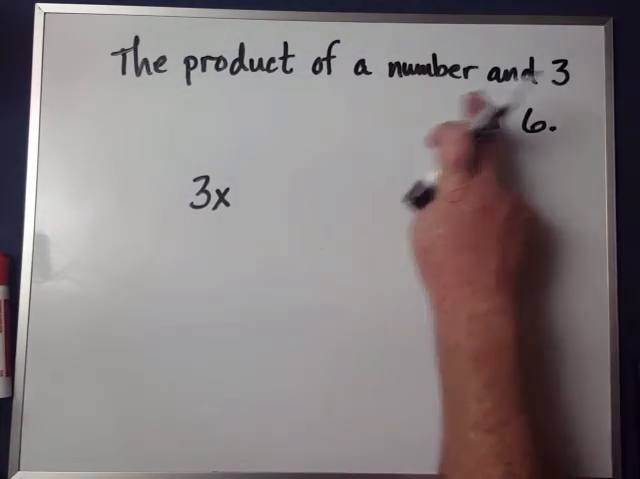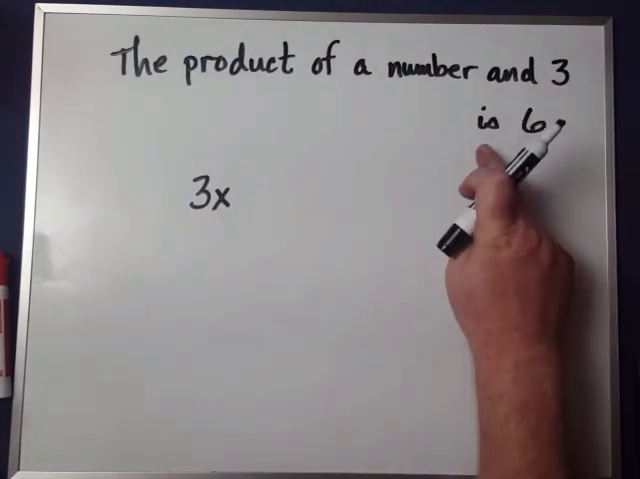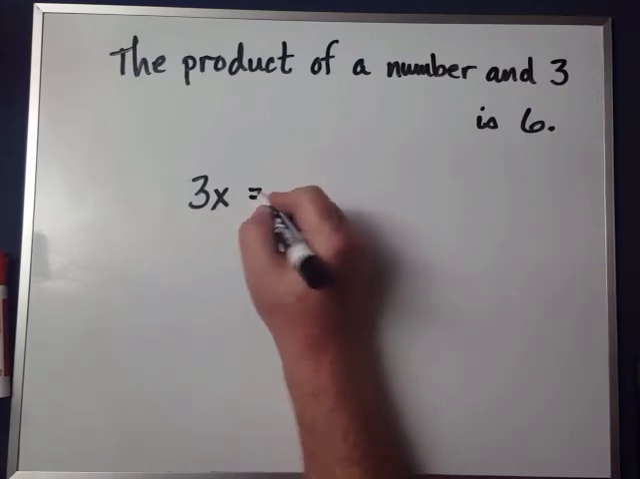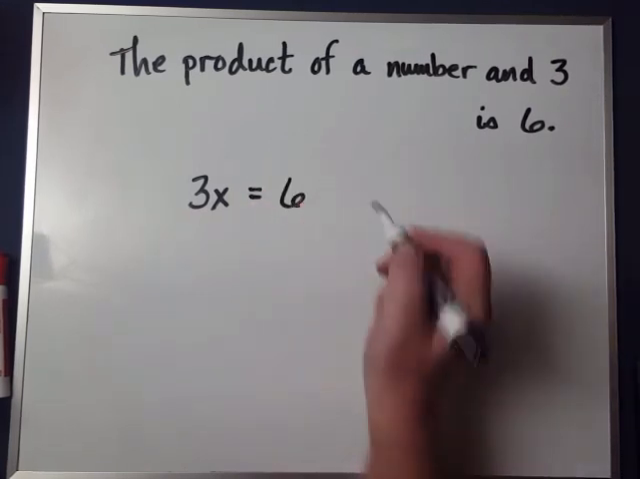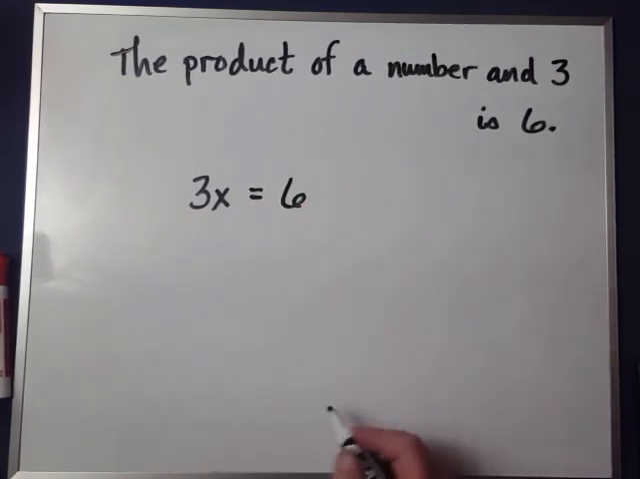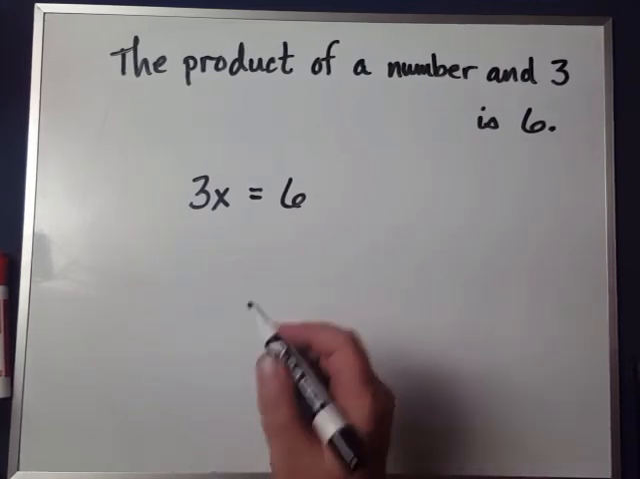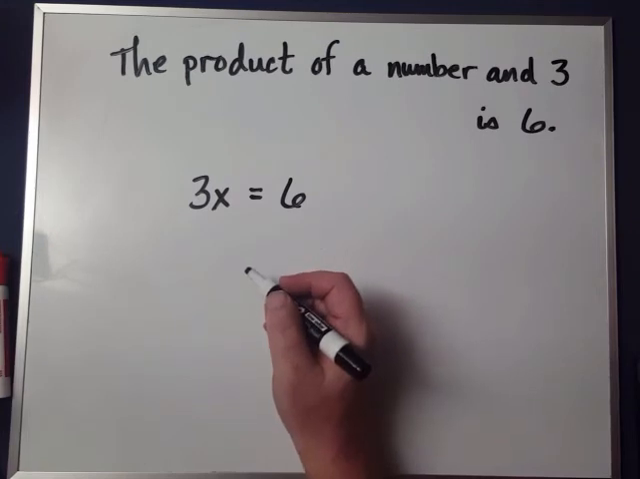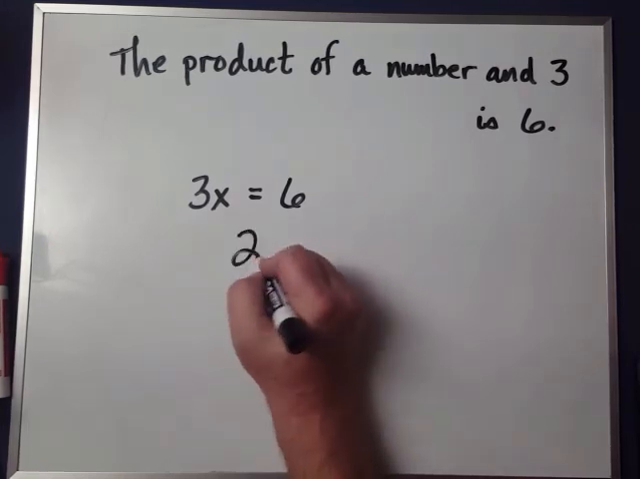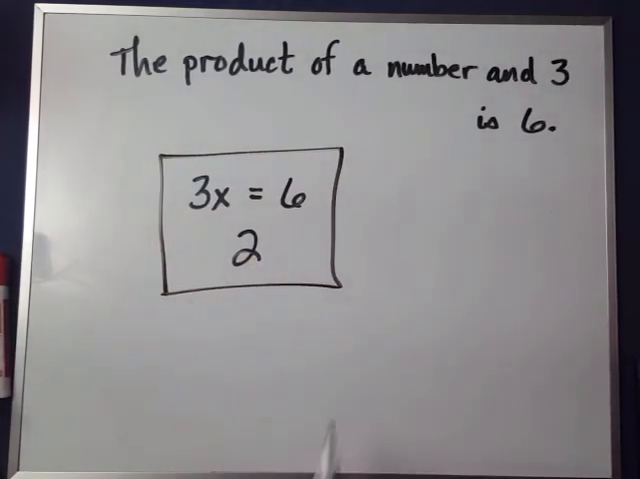The product of a number and 3, we've written that, is 6. Is your equal sign. And I think you can see what the solution will be. 2, 4, 6, 8, or 10, what works for x? When x is 2, 3 times 2 is 6. So my solution here is 2.